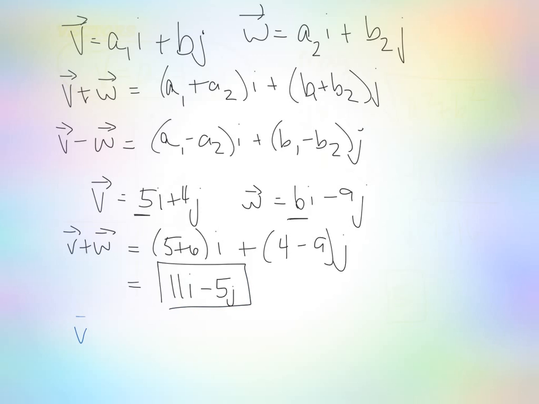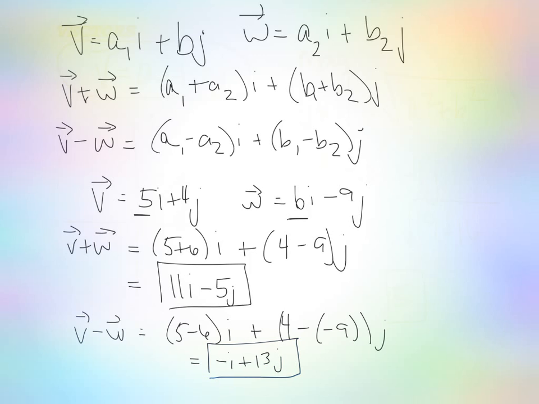And for vector v minus vector w, same thing, pretty simple. It would end up being 5 minus 6i plus 4 minus negative 9, so you're going to add those j. That would be negative i plus 13j. So just add or subtract the coefficients of i and j as needed.